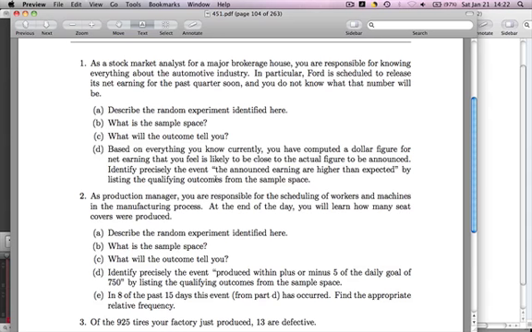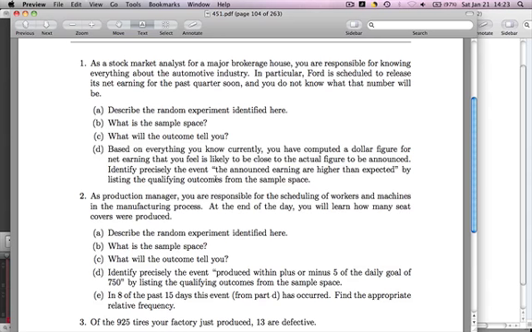What does the outcome tell you? Number of seat covers. Identify precisely the event produced within plus or minus 5 of the daily goal of 750. Well, this event is going to be composed of 745, 746, 747, all the way through 755.